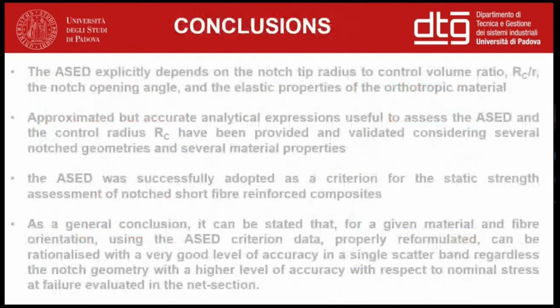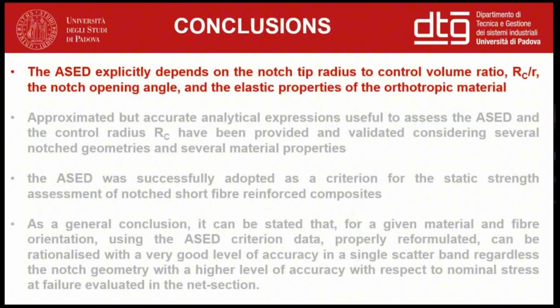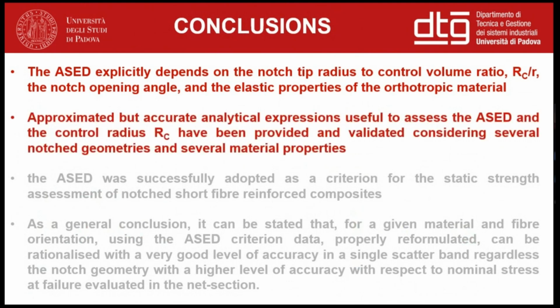So coming to the conclusion, I would like simply to summarize what we did. We have determined analytically the expression for the average strain energy density. So we have reformulated the approach for orthotropic materials, documenting that the main parameters influencing this quantity are the Rc over R0 ratio, the notch opening angle, and the elastic properties of the material. We have provided approximate but accurate analytical expressions in order to assess both the SED and the control radius size.